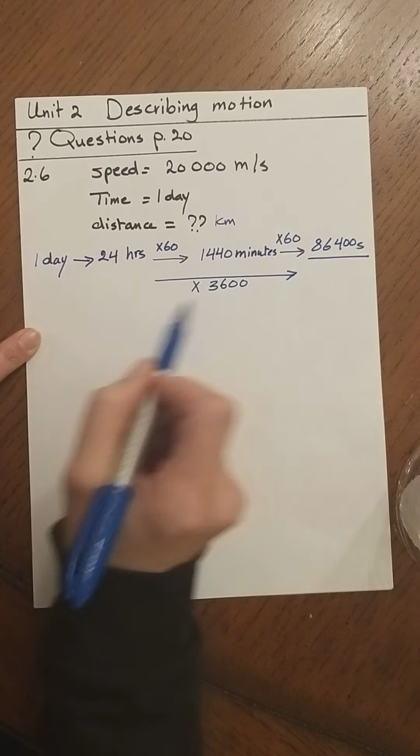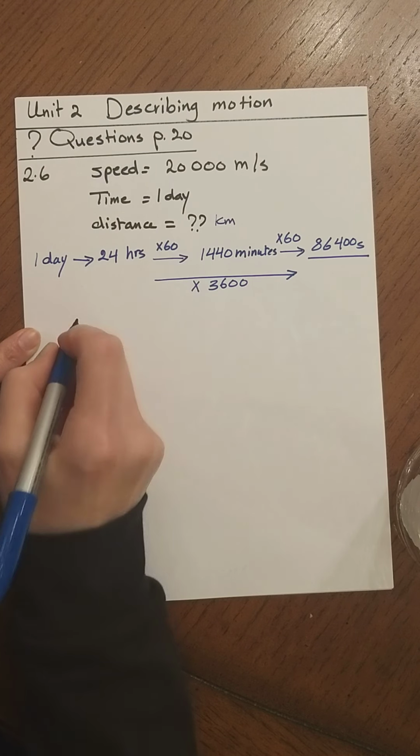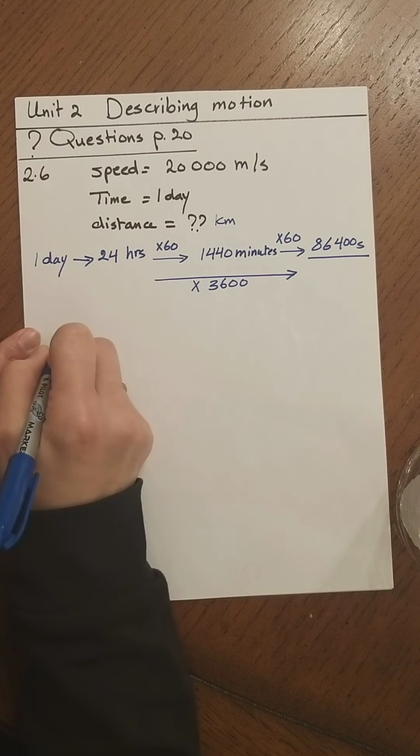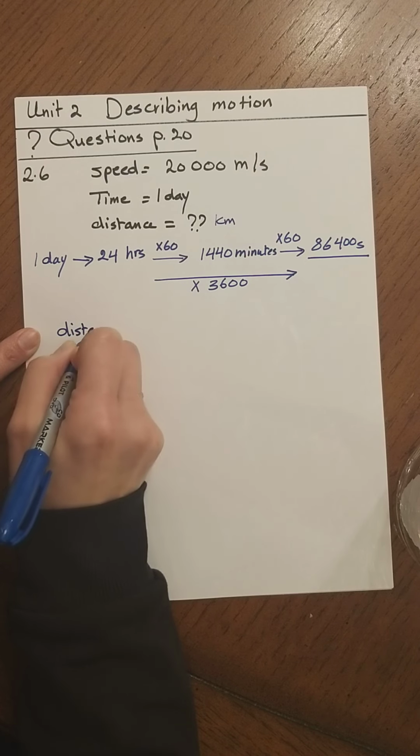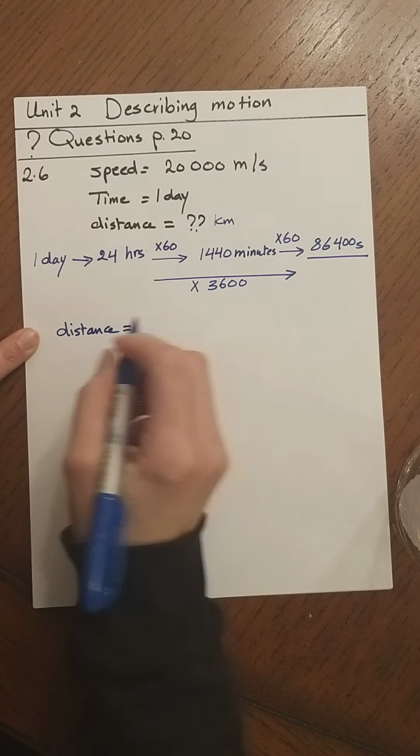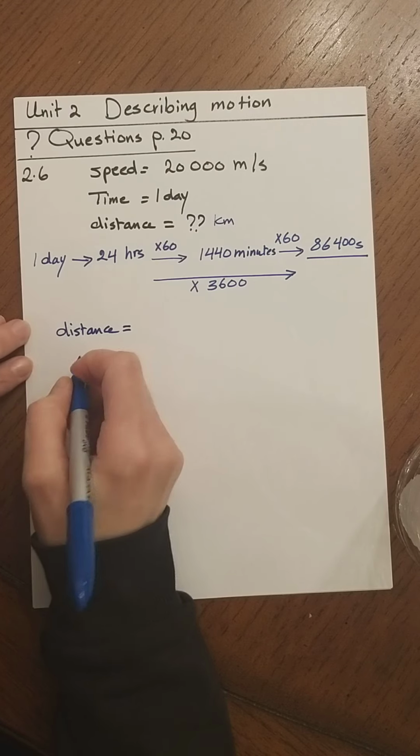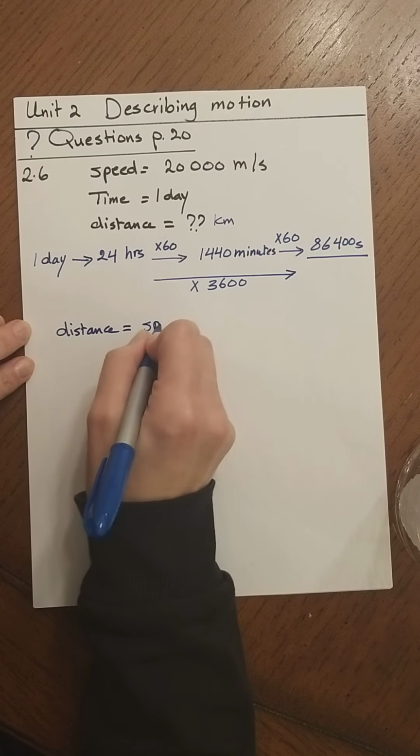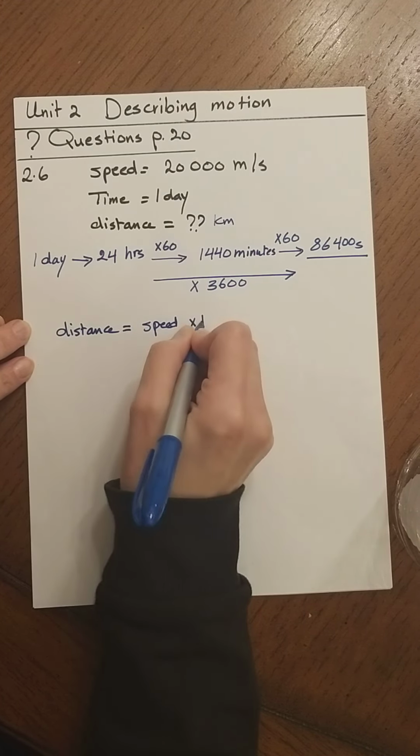We're going to use the distance formula. Distance, after we rearrange the speed formula, of course, equals speed multiplied by time.